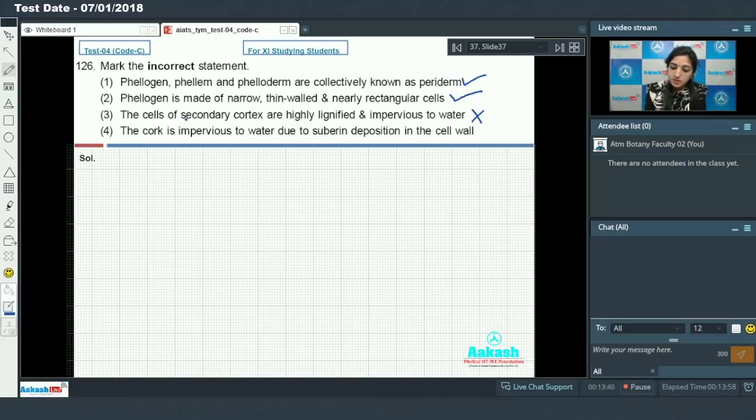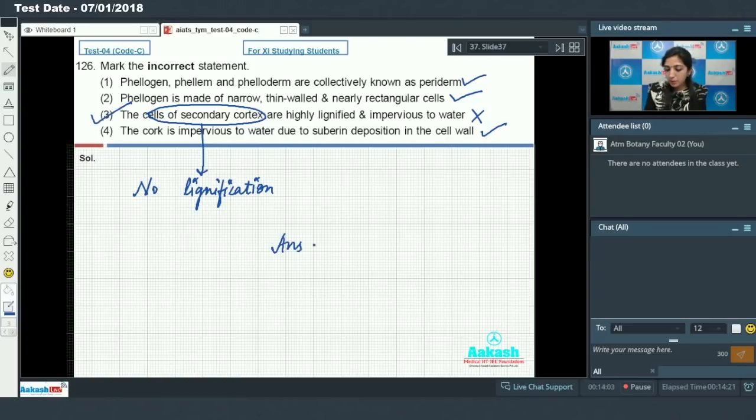Cells of the secondary cortex are highly lignified and impervious to water. No. Cells of the secondary cortex do not show lignification at all. There is no lignification in the cells of secondary cortex. The cork is impervious to water due to suberin deposition in the cell wall. Correct. So out of these four, the incorrect statement is statement number 3. So answer to this question is option number 3.